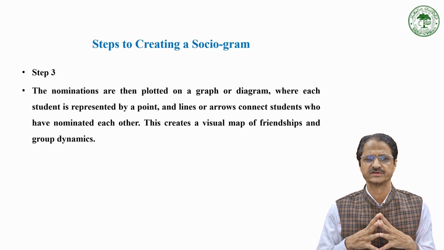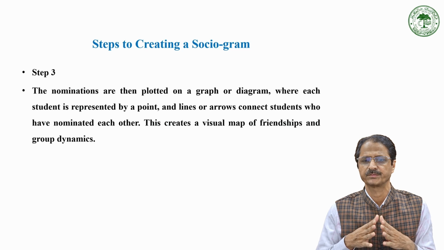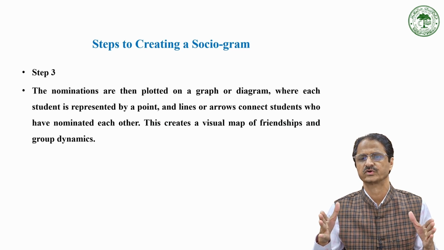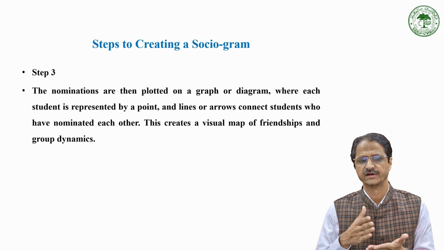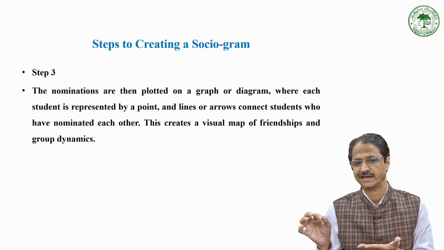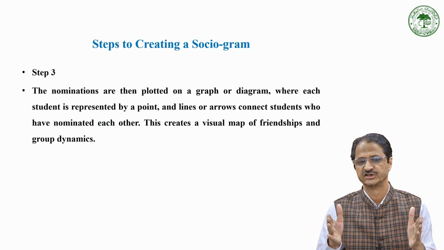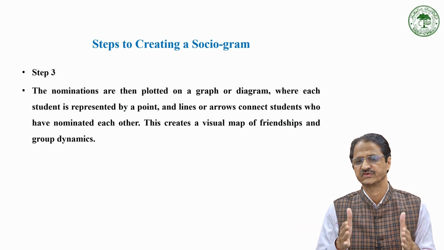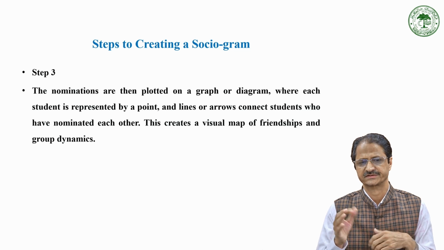In step number 3, the nominations are then plotted on a graph or diagram where each student is represented by a point, and lines or arrows connect students who have nominated each other. This creates a visual map of the friendship and group dynamics.